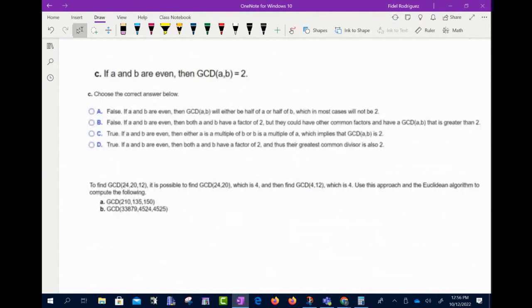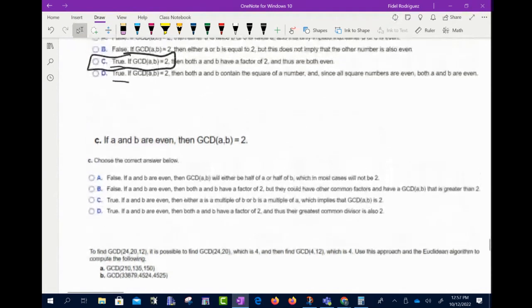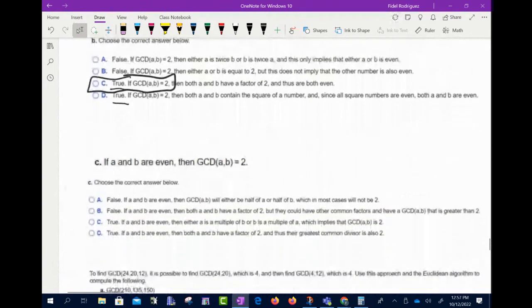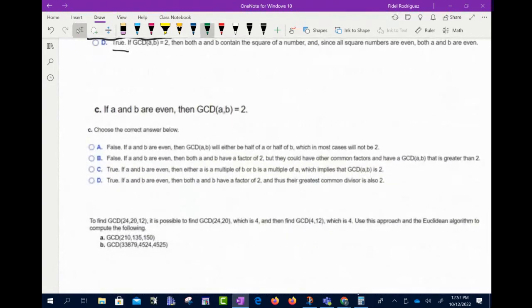Okay, so now look at the next one. It says if A and B are both even, then the greatest common divisor between A and B is 2. Well, that kind of looks like it's true because these were both even and their greatest common divisor was 2. But I want to take a look at something, y'all.